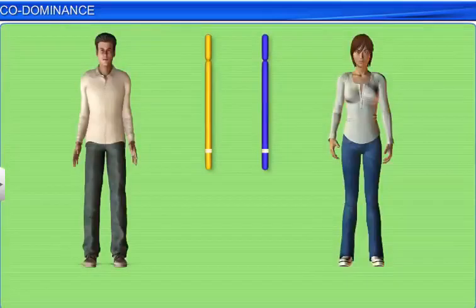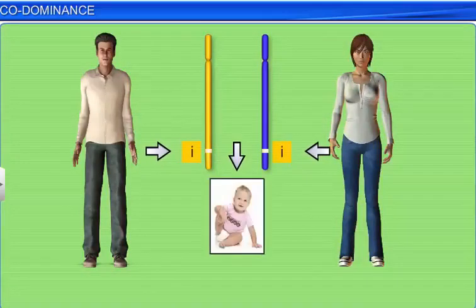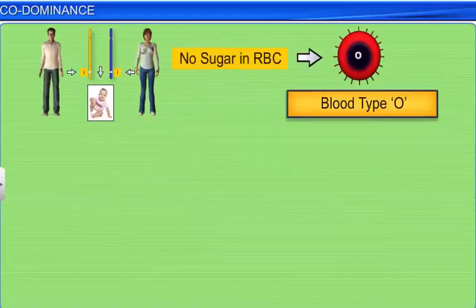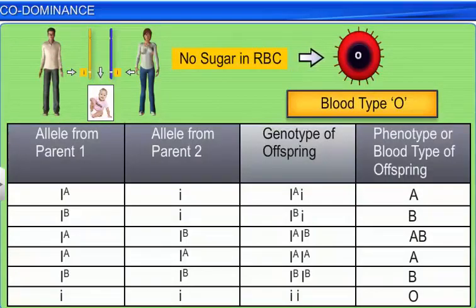However, if the alleles from both parents are small i, the RBCs have no sugar in them, and so the genotype of the offspring is small i small i, and the phenotype is O.